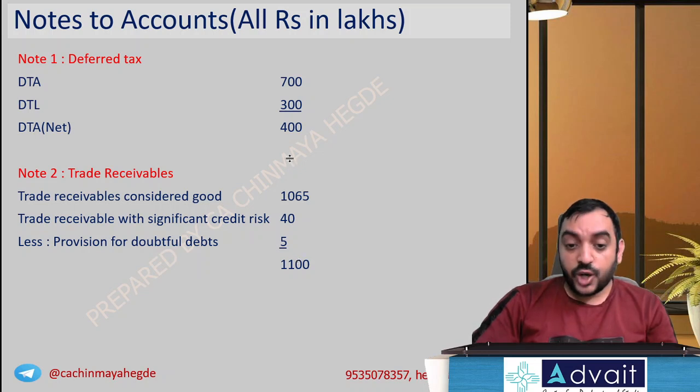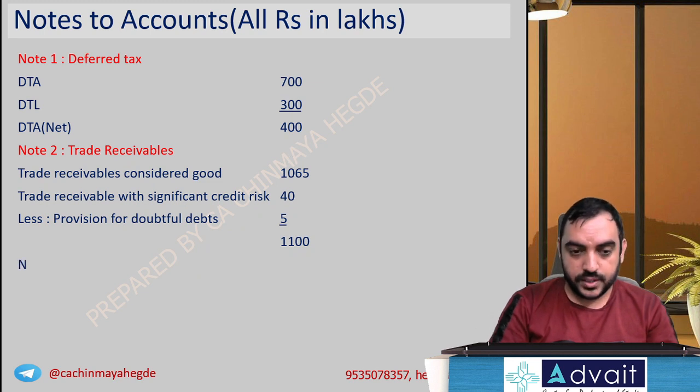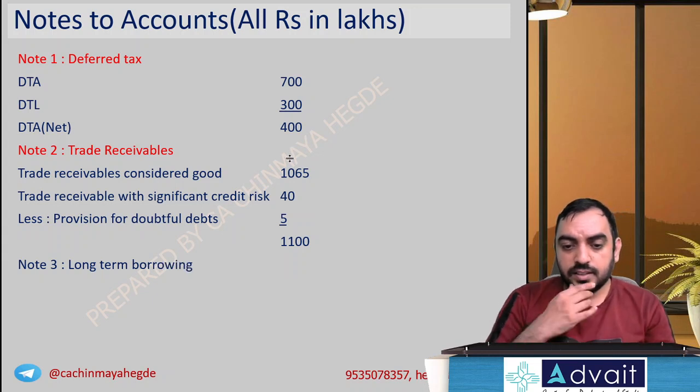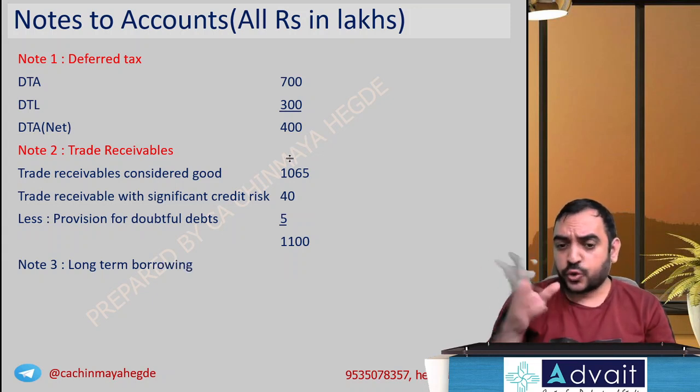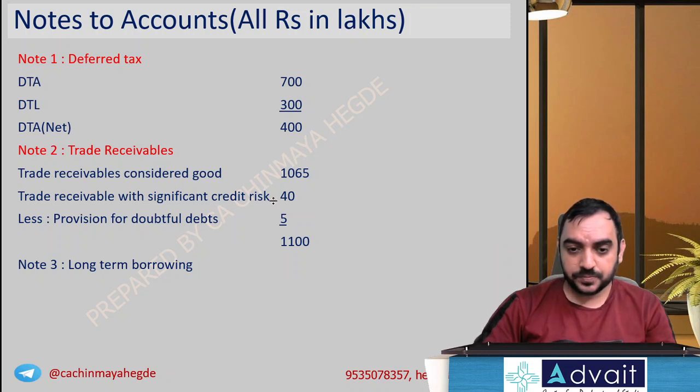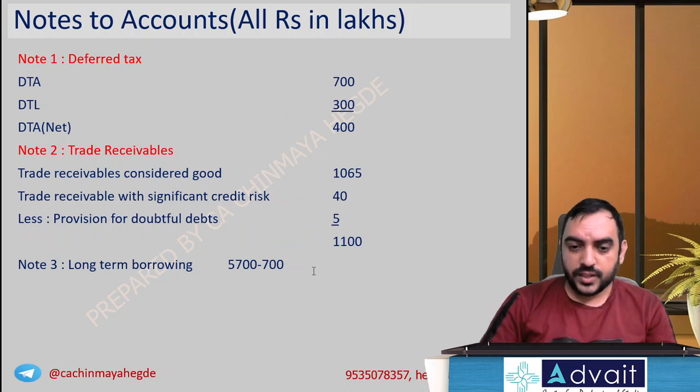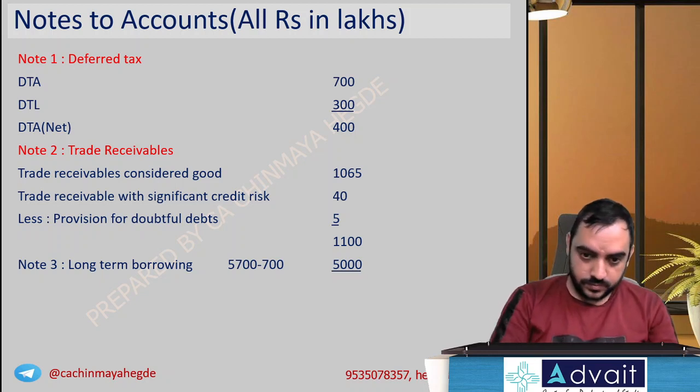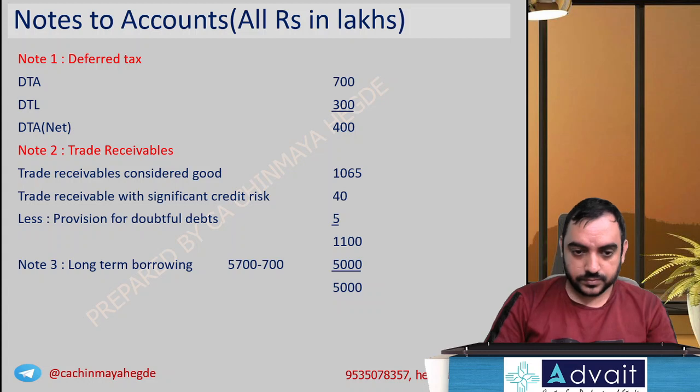Okay. Long term borrowing, note 3 I'll do. Long term borrowing. They have given 5,700. 700 is accrued expenses. You can take it out. You can simply say 5,000. Actually, this note is not required. Okay. Note 4.